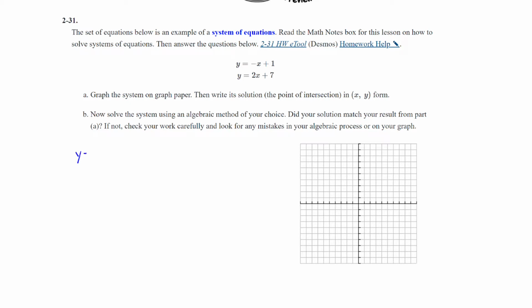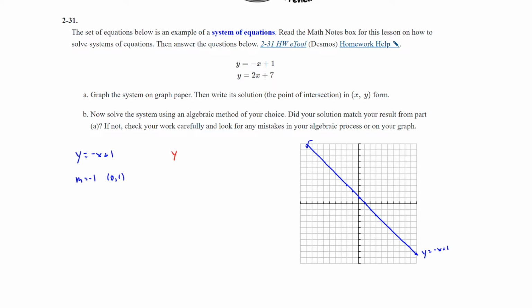So let's go ahead and take the first equation. y is equal to negative x plus 1. We have a slope of negative 1 and a y-intercept of (0, 1). So I'll get a couple points here. We get lots of them. And just make sure you use a straight edge. Label the equation since we have two of them. And we're looking for the point of intersection.